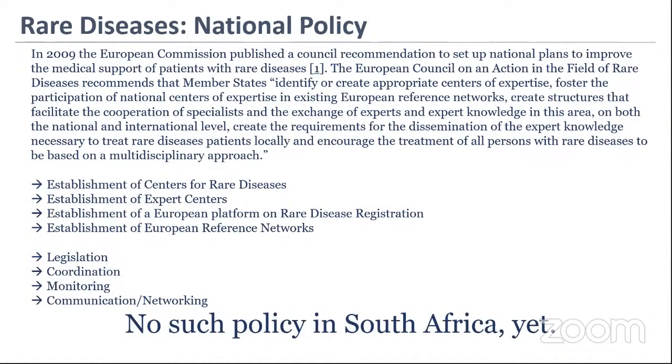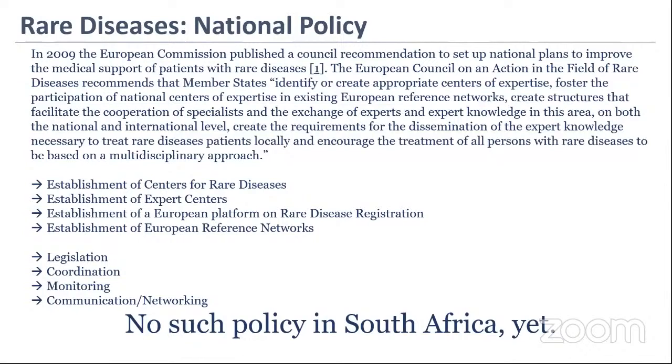And we're 10, 12 years behind the rest of the world in terms of making this a priority. Rare diseases as a priority have been recognized, for example, in the European Union way back in 2009. And they've decided on an action plan on how to leverage the expertise that they have in a way which is most beneficial to the rare disease community. This included establishment of centers for rare diseases or expert centers. They've got rare disease registries that are Europe-wide, and newly established European reference networks.